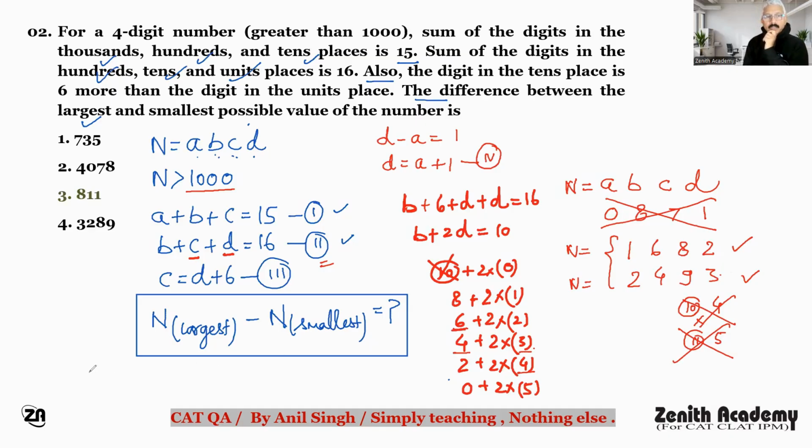So here the answer is 2493 minus 1682. 3 minus 2 is 1. 9 minus 8 is 1. And 24 minus 16 is 8. 811 is our answer.